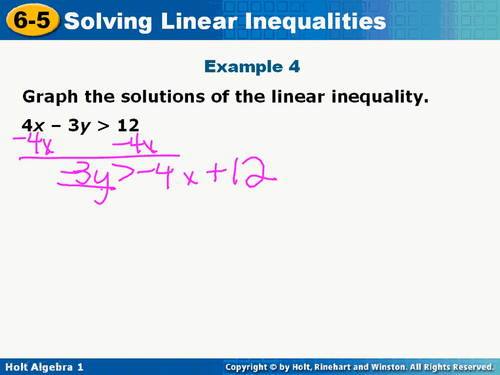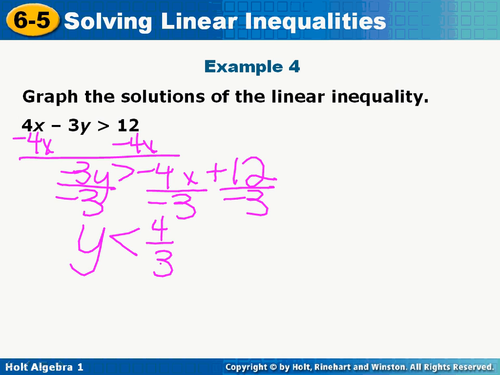Now, do you remember something about dividing by a negative? Flip the sign. So y is going to be less than positive 4/3 x minus 4.